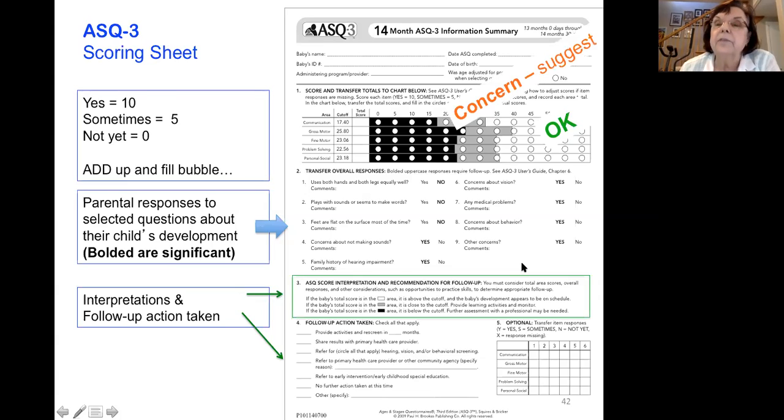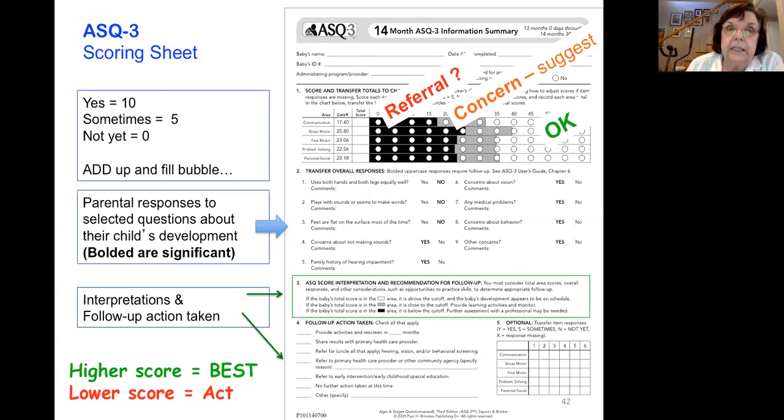Down here it gives you the key. If it's in the gray zone, those are of concern. So there are activities to suggest to do with the child, because maybe it's that they haven't had the exposure. Maybe it's not a language-rich environment. So encouraging that with parents and that kind of interaction is helpful. And in this black zone, that means it's below the cutoff. So we have some concerns, and it may possibly indicate immediate referral to others. Now, in this one, the higher the score, the better. A lower score means you need to act.